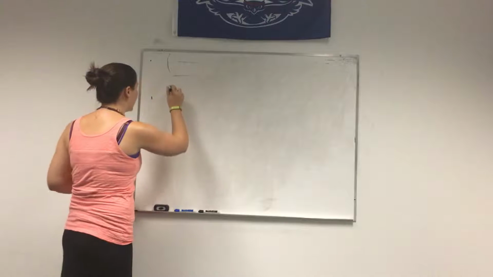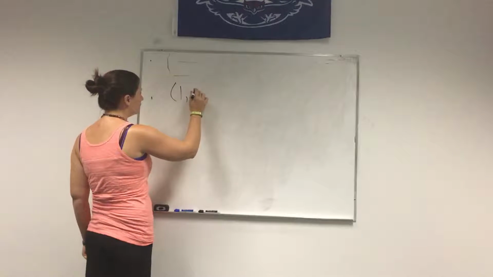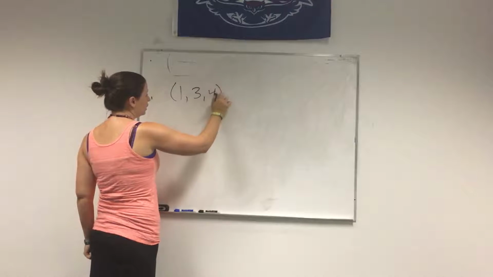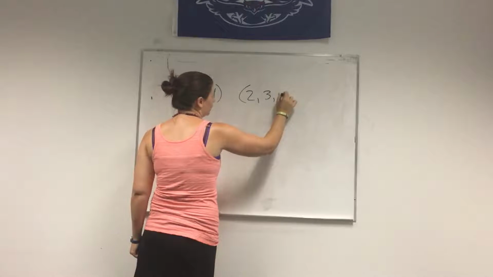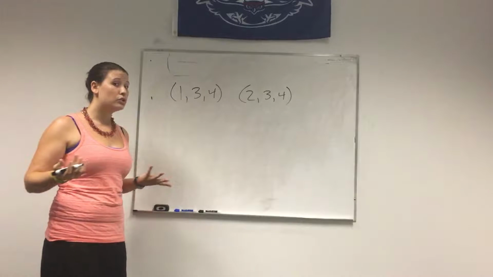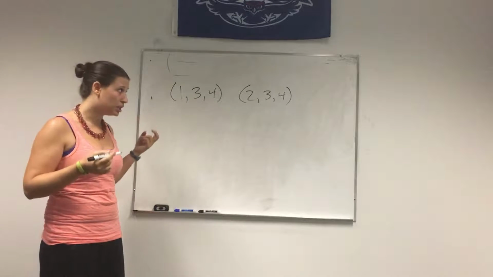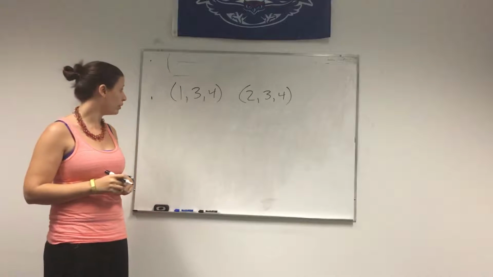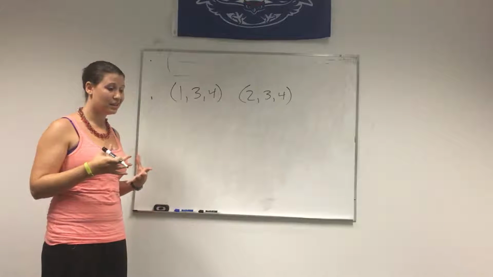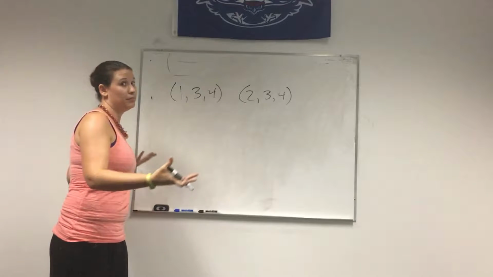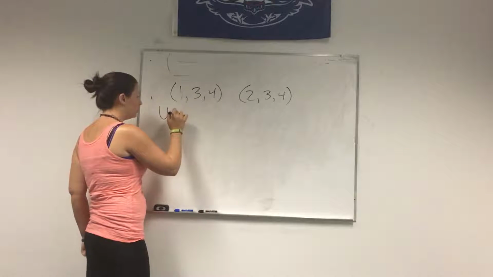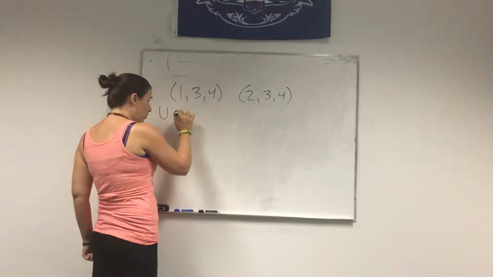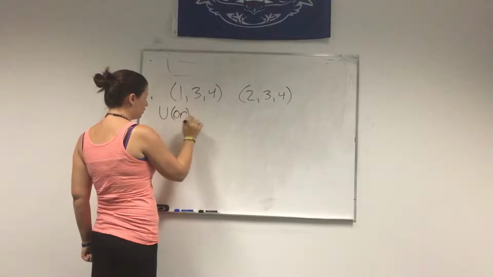Even if, say, one group was 1, 3, 4, and then the other group was 2, 3, 4. Well, one of the groups has 2, right? So the union would include 2, okay? It includes anything that either of them has, right? So the union would be, like we said, it's an or, okay?